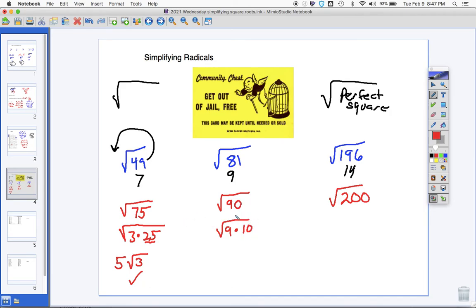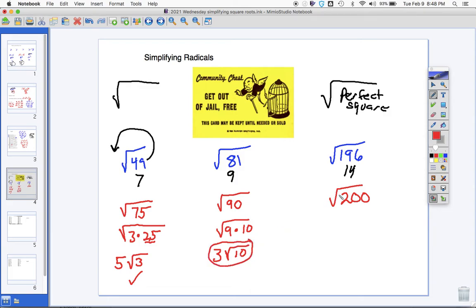So I like when I can factor it into a perfect square. 9 is a perfect square. The square root of 9 escapes jail, and when it escapes jail, it becomes a 3. So that would be 3 times the square root of 10. And unfortunately, 10 cannot break out of jail because I can break that down into 2 and 5, and none of those are perfect squares. It's got to remain in jail. So this is as far as I can take it.